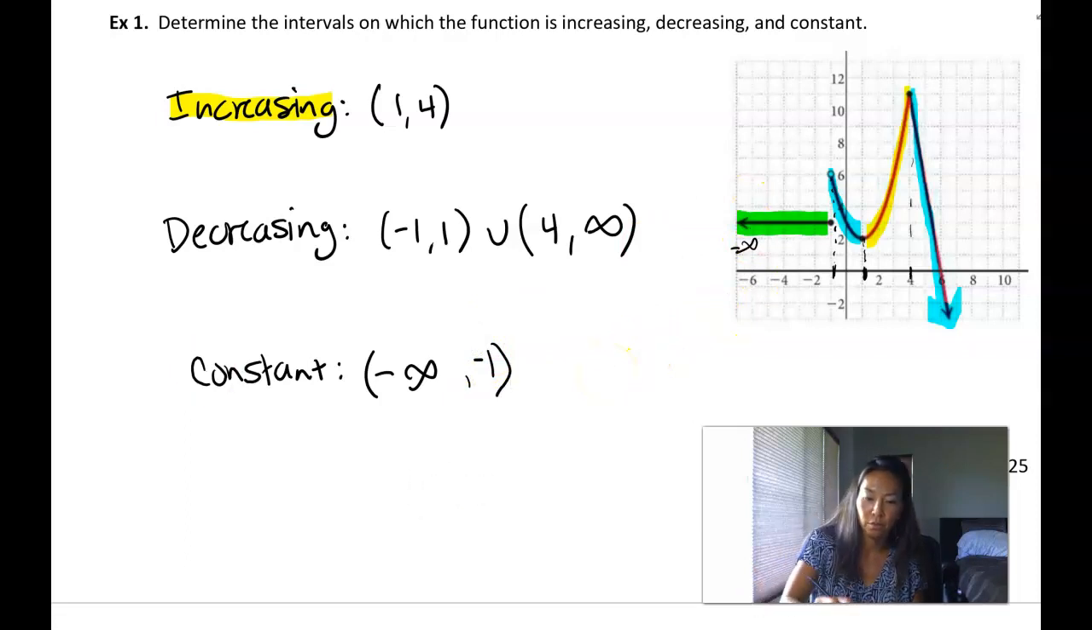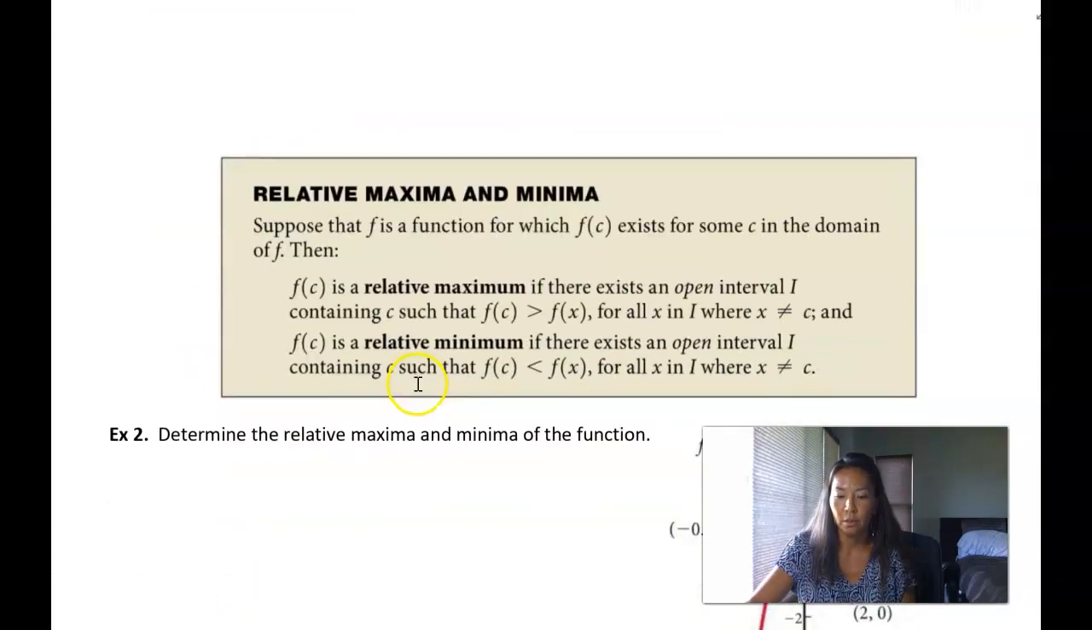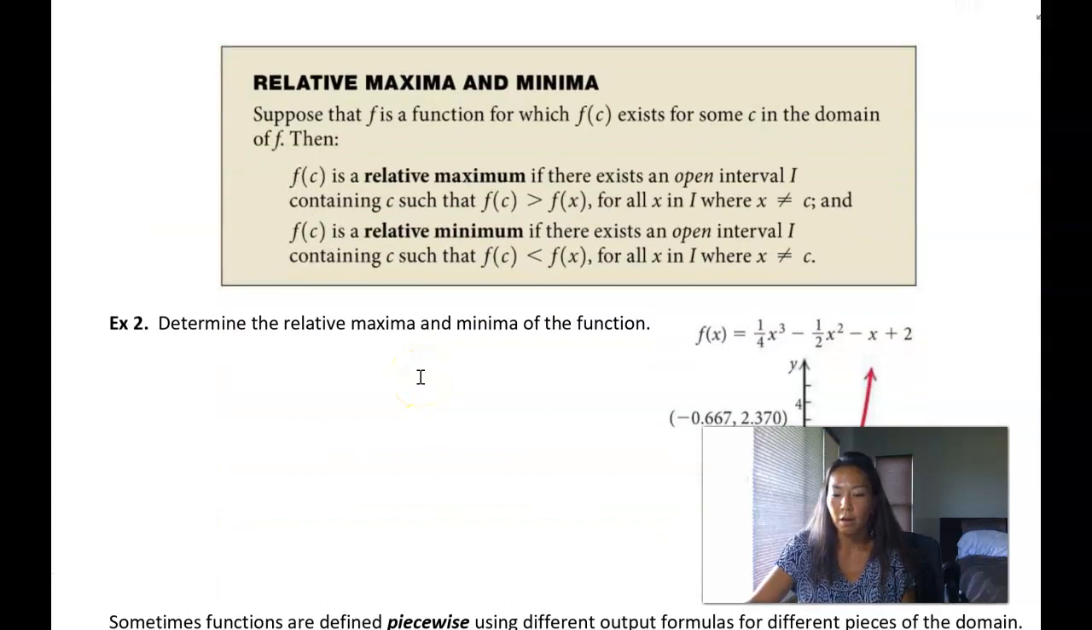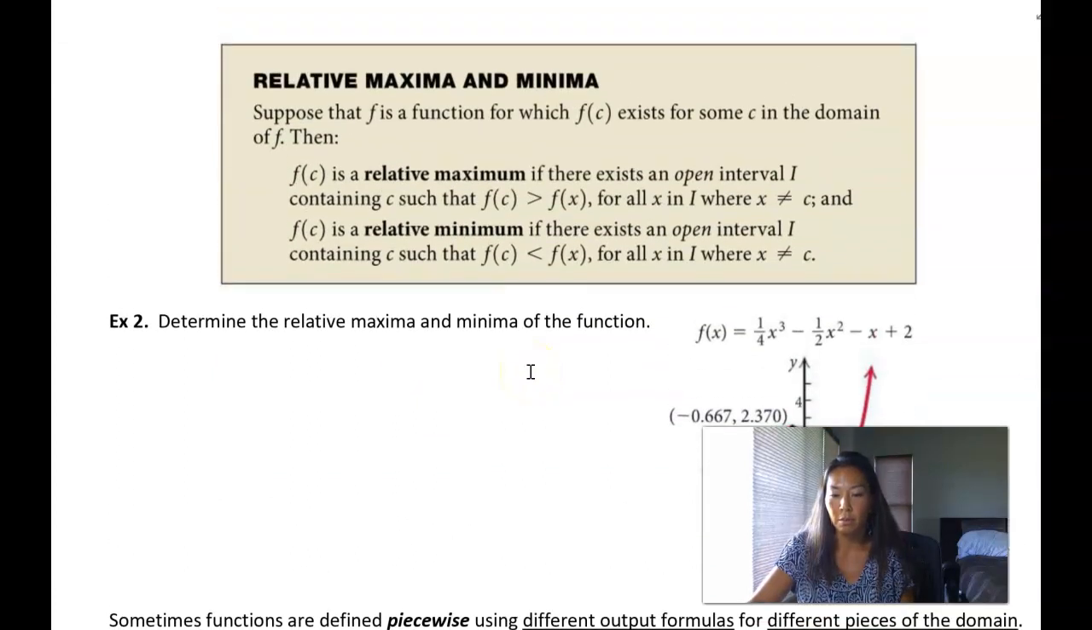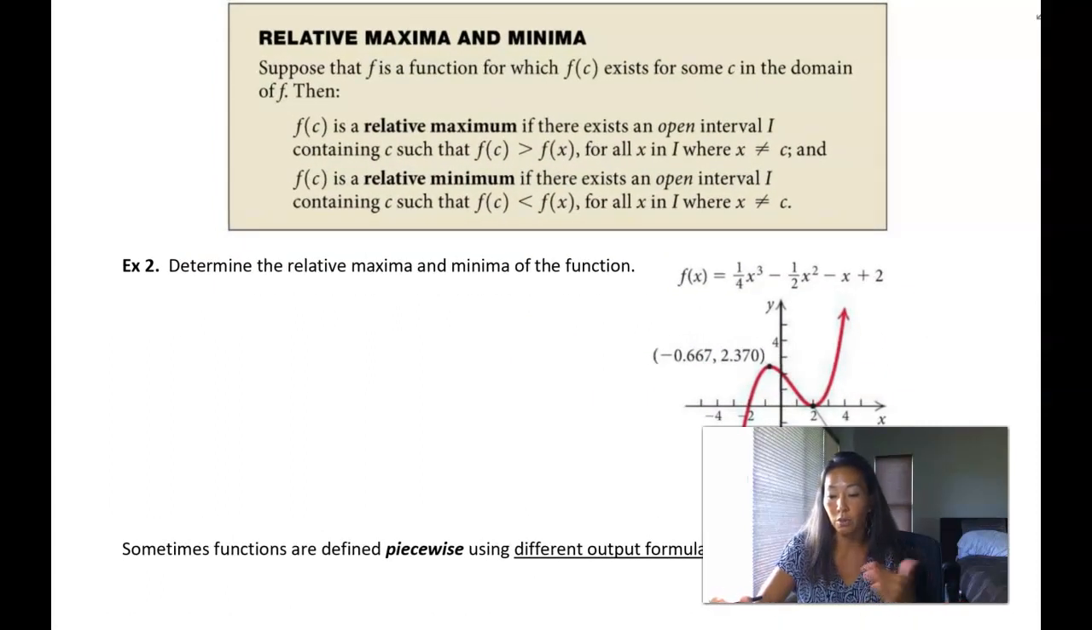All right, so graphically, those are the highlighted sections. The next thing we're going to look at are relative minimums and maximums. Now, a minimum and maximum is pretty obvious. It's like where the function is highest or lowest. But when you say the word relative, what does that mean?